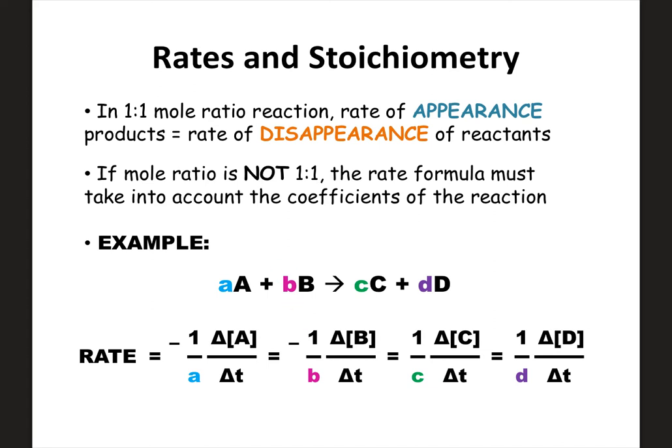And then the products are formed. So you take the coefficient in front, and it's just 1 over that coefficient times the change in concentration over change in time for that particular product. Remember, they are forming, so they're positive. Sometimes you might have to actually use this in problems to be able to solve for a particular rate. And you'll see how we can do that here in a second.